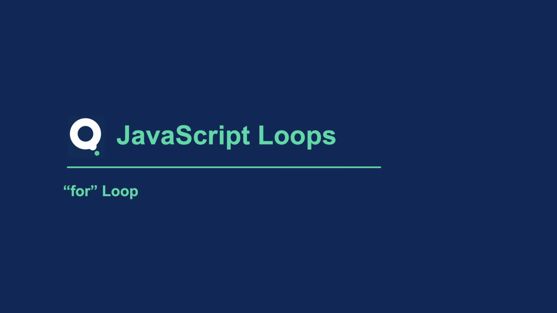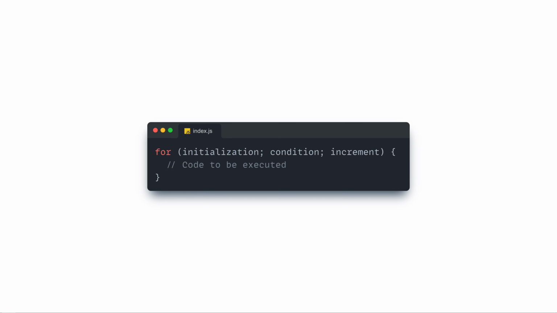Let us start with the for loop. The for loop is great when you know exactly how many times you want to execute a block of code. It gives you complete control over the iteration process, making it ideal for situations where you have a predefined number of iterations. This is the basic syntax for the for loop. It has an initialization, condition, and increment.